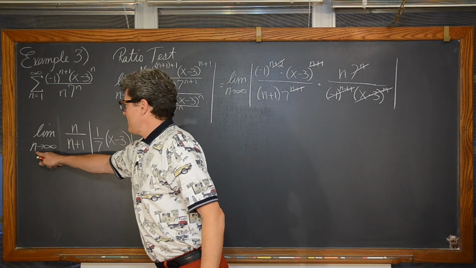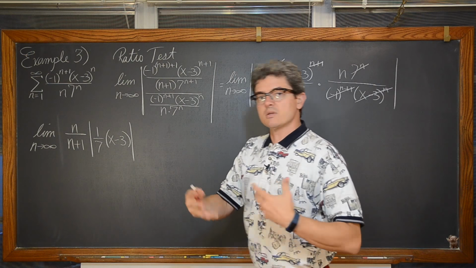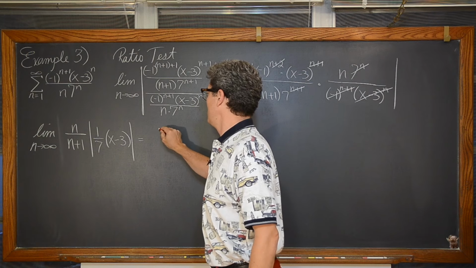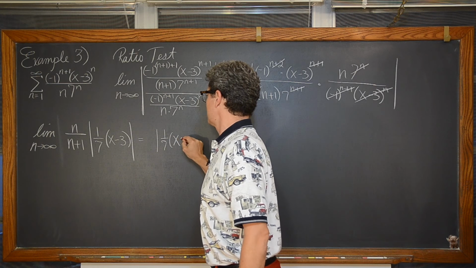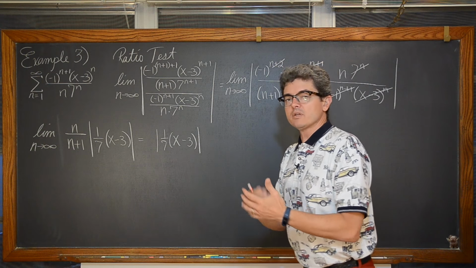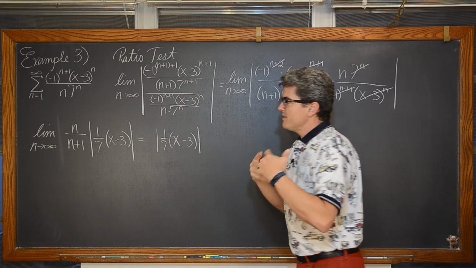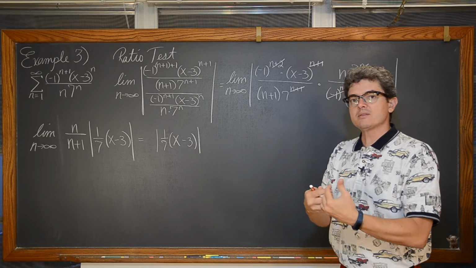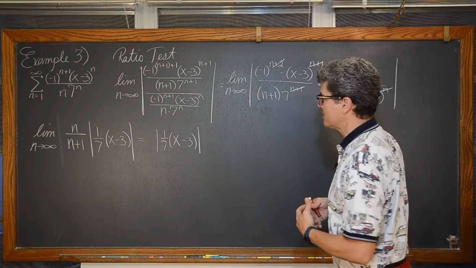The limit as n approaches infinity of n over n plus 1 is going to come out to be 1. So we have that this is equal to the absolute value of 1 over 7 times (x - 3), the absolute value of all of this. And remember, we are looking for the domain of this function, well, actually this function when it was expanded, the domain of x that makes the function converge so that we have that valid sum.